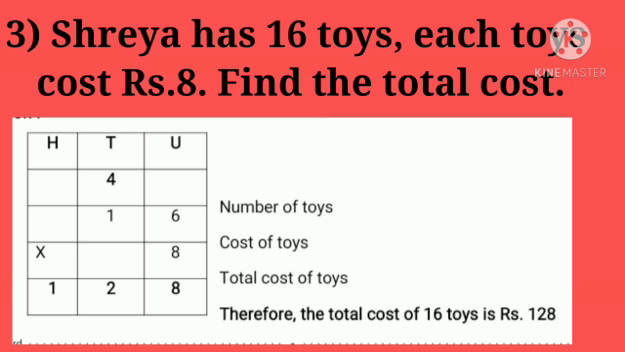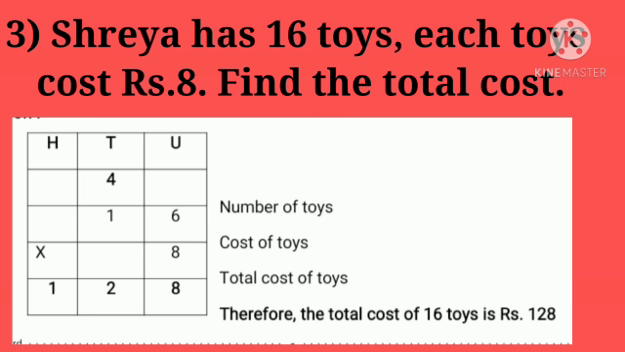Shreya has 16 toys. Each toy costs rupees 8. Find the total cost. Again, we are going to use vertical arrangement. Draw the columns, write the numbers in proper places. So, number of toys is 16. Cost of a toy is rupees 8.